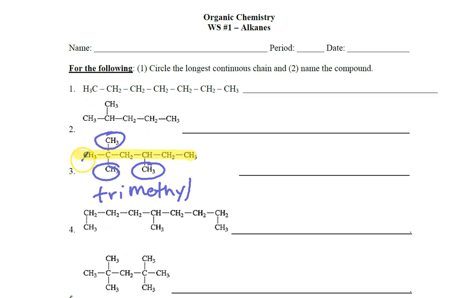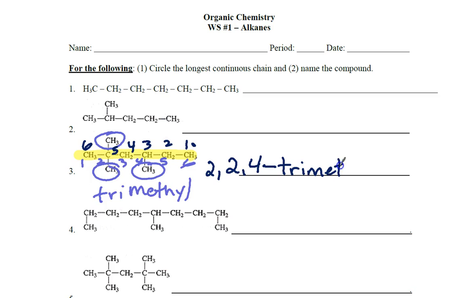Now we have to number it. 1, 2, 3, 4, 5, 6. If we were to number it the other direction, 1, 2, 3, 4, 5, 6. With the dark blue numbering, we have numbers of 3 and 5. If we do the lighter blue numbering, it's 2 and 4. So 2 and 4 trump 3 and 5. So we would call this 2, 4. Oh, and we have another one on the 2. So we have to have 2, 2, 4 dash trimethyl.